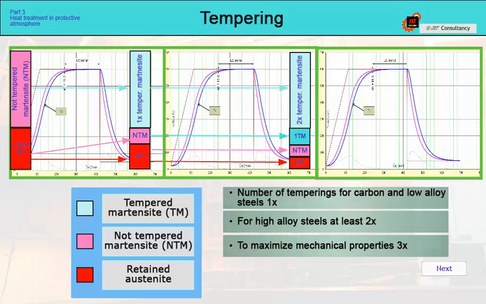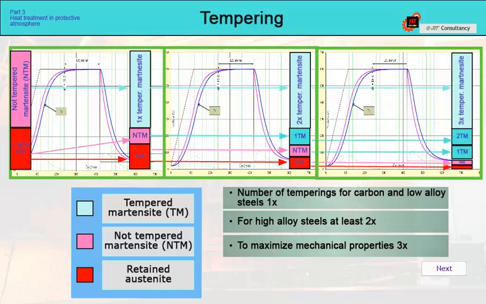This may be sufficient for some applications, but where there is a requirement for maximum mechanical properties and dimensional stability, a third tempering must be included, which ensures that the majority of the martensite is tempered at least twice.